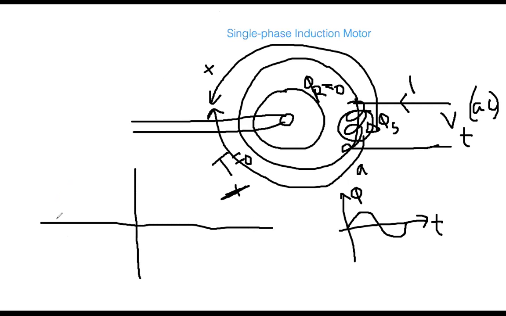This axis is the torque, and this axis is speed. I'm just trying to make you understand why the starting torque is zero, why it does not move. We understand that because there is no rotating field, but actually there is a rotating field, but two. This is our zero position. So actually this thing happened.